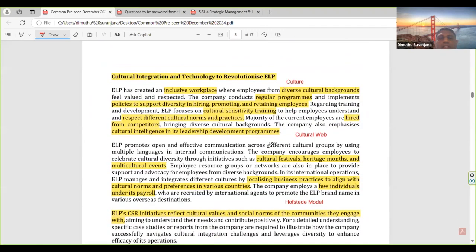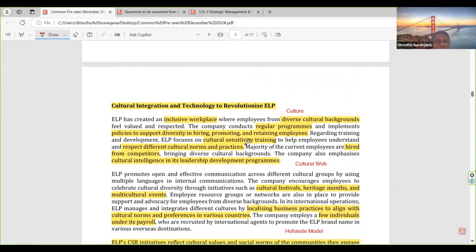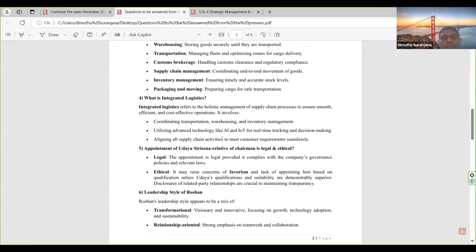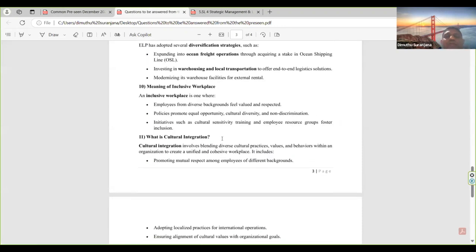Now, the next one is cultural integration and technology to realize ELP. The next thing. So what it says: ELP has created an inclusive workplace. What is an inclusive workplace? Check this. Meaning of inclusive workplace. An inclusive workplace is one where employees from diverse backgrounds feel valued and respected. Policies promote equal opportunity, cultural diversity, and non-discrimination. Initiatives such as cultural sensitivity training and employee resource groups foster inclusion. People coming from different backgrounds can work in there. So simply, right?